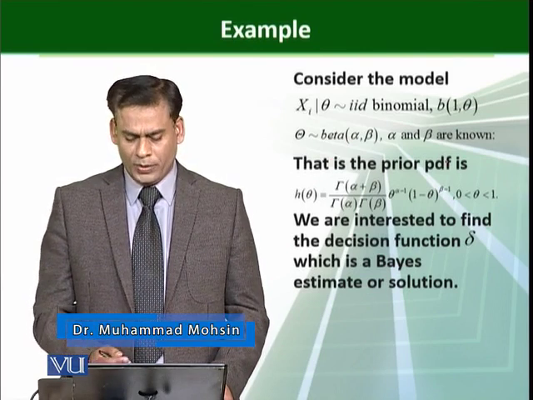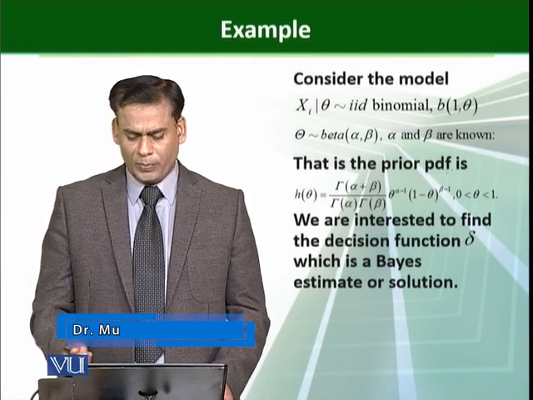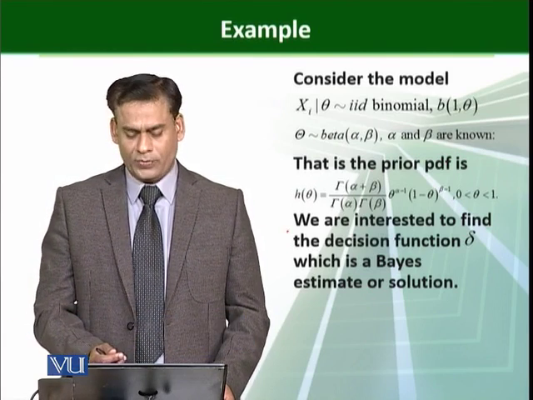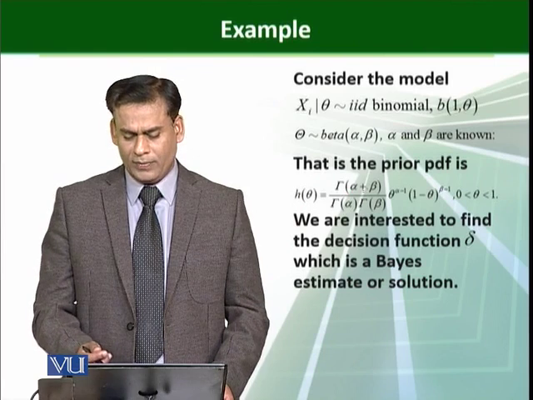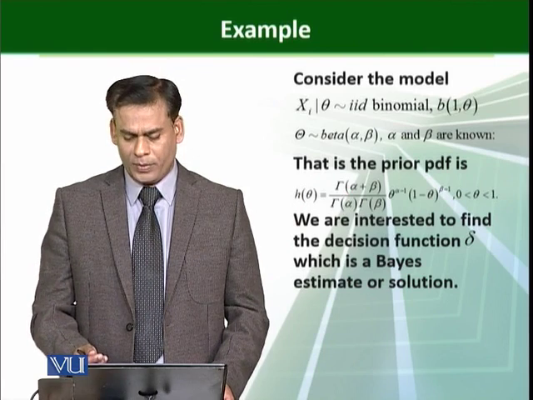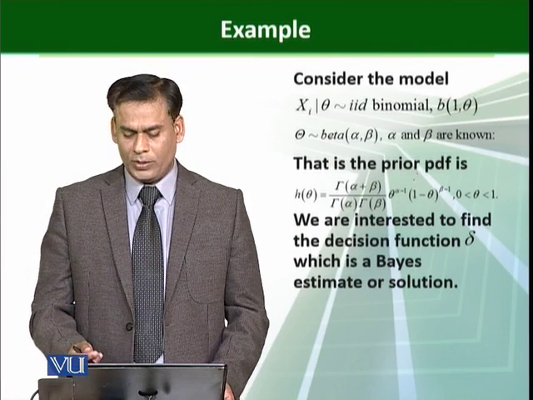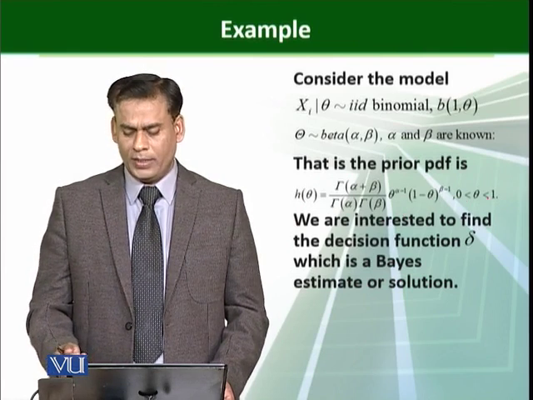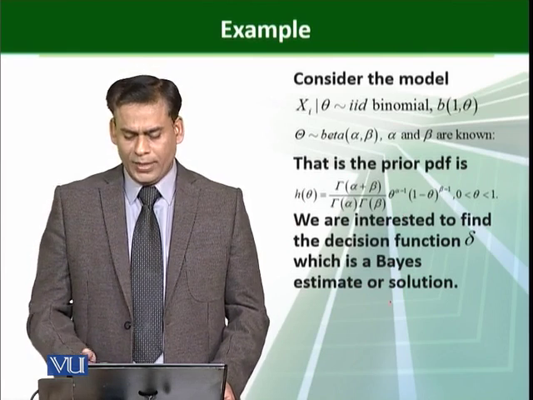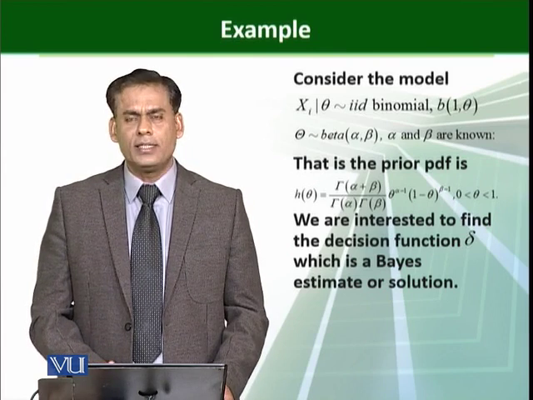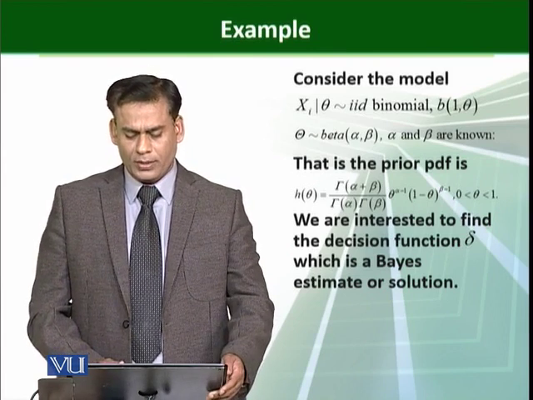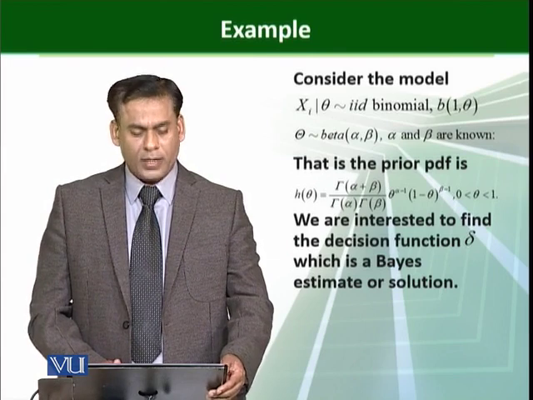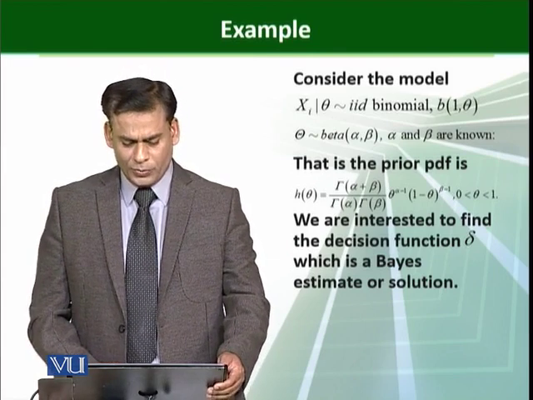and here alpha and beta are known, and the distribution of the prior, you can see that is h of theta, that is given by gamma of alpha plus beta over gamma alpha gamma beta, theta raised to power alpha minus 1 into 1 minus theta raised to power beta minus 1, and theta lies between 0 and 1. And we are interested to find the decision function delta, which is a Bayes estimate or Bayes solution. So how do we proceed for this one?